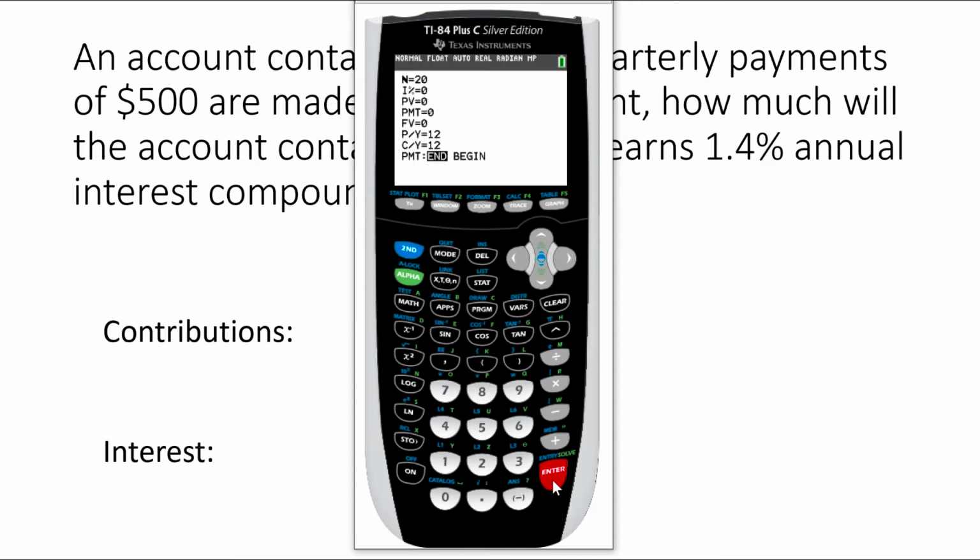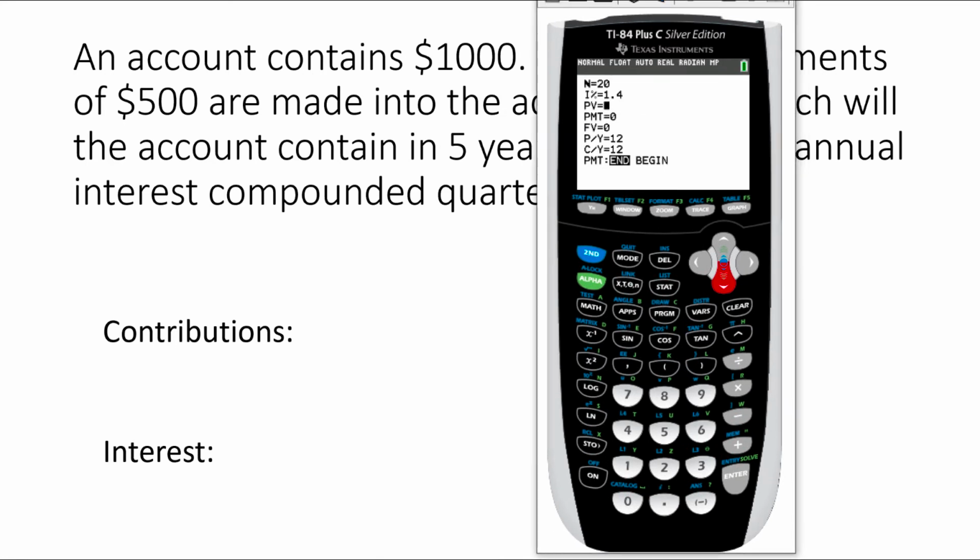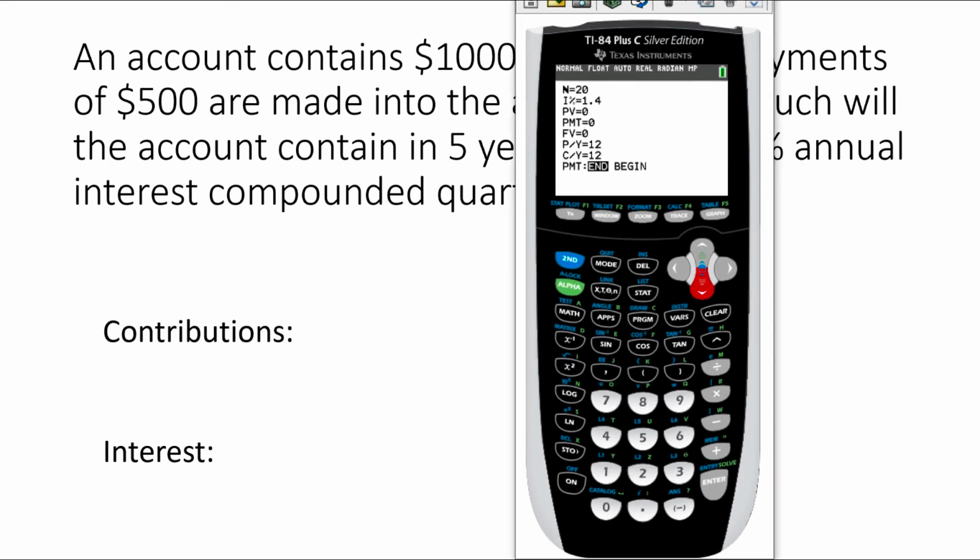The interest rate is 1.4%. The present value is how much the account starts with, and that is $1,000. Now, it says the account contains $1,000. That is not any different than someone depositing $1,000 into the account to start off. So it's negative $1,000 either way. The timing does not matter. It could already contain $1,000, or we could put $1,000 in it. It's negative either way because it's moving from the person to the bank.